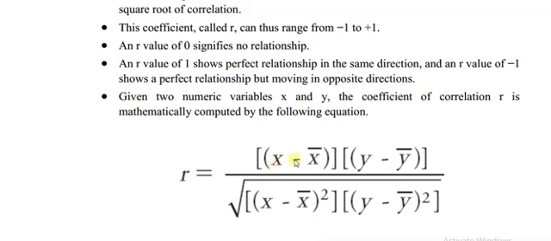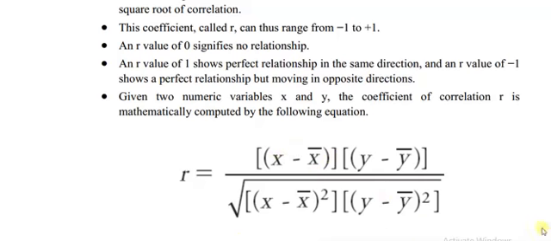Given two numeric variables x and y, the coefficient of correlation R is mathematically computed by the following equation: R equals the sum of (x minus x bar) into (y minus y bar) divided by the square root of the sum of (x minus x bar) square into (y minus y bar) square. Here x and y are the given values, and x bar and y bar are the corresponding arithmetic means of x and y values.